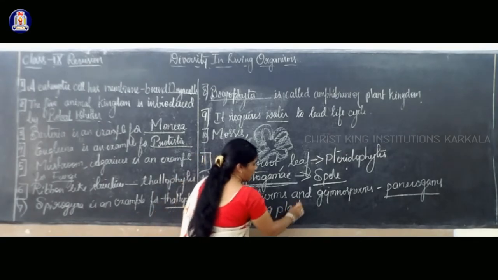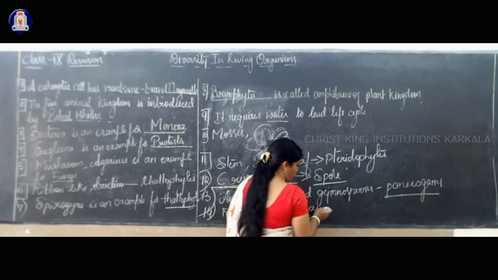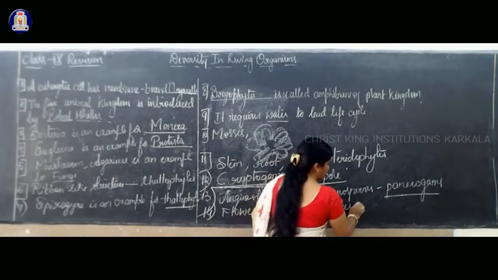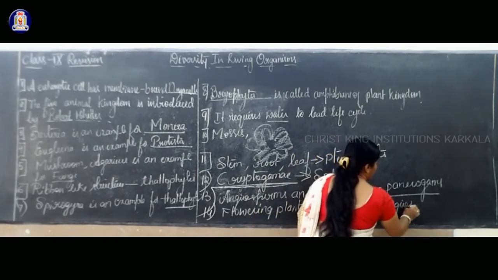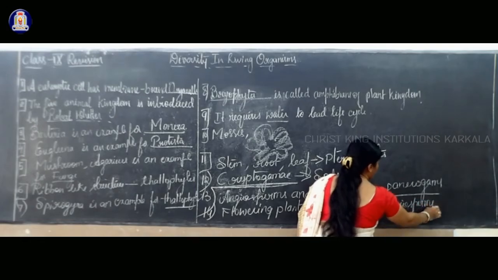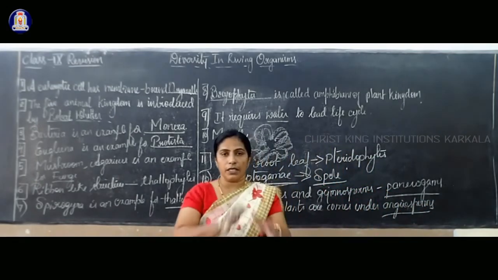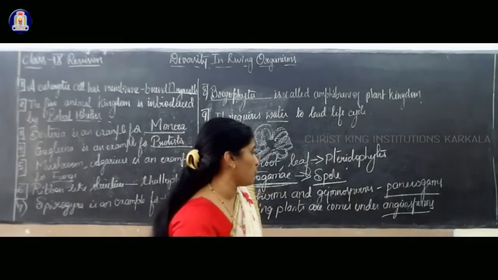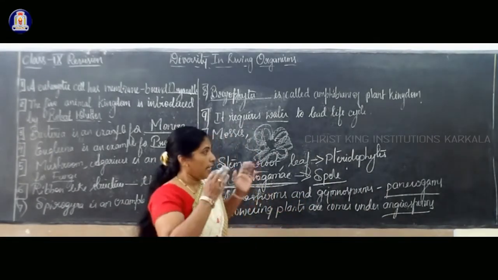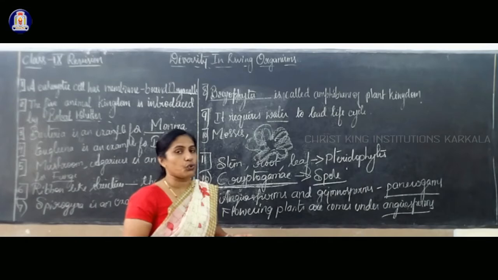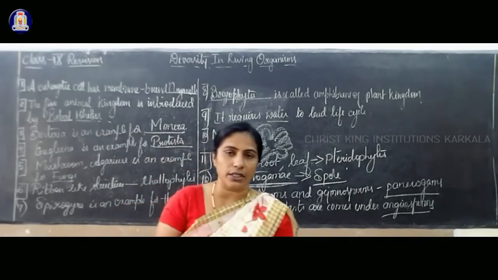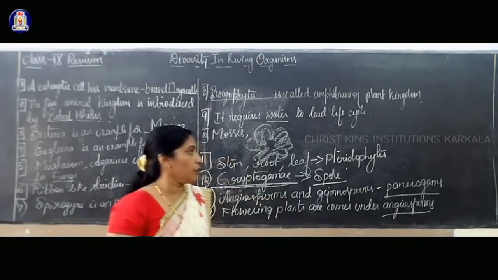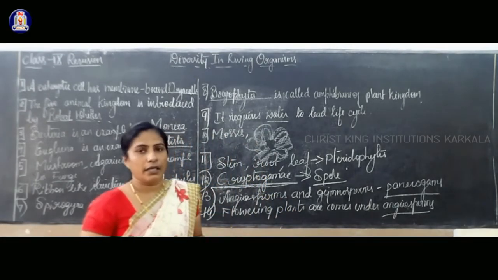come under angiosperms. What do you mean by angiosperm? It is a structure where the seed is covered by a fruit or capsule. Angiosperms are again divided into two, monocotyledon and dicotyledon. There are two questions related to monocotyledon and dicotyledon. Let us study one by one.